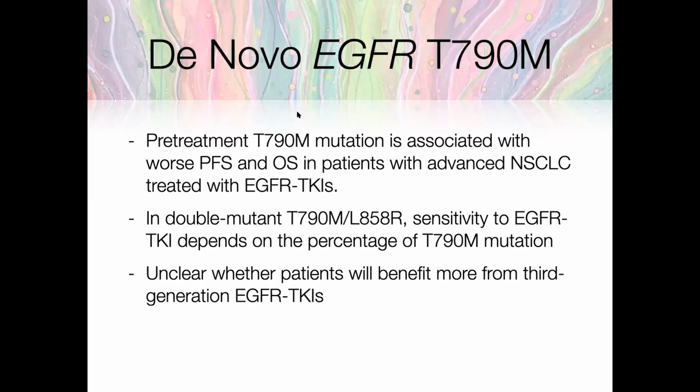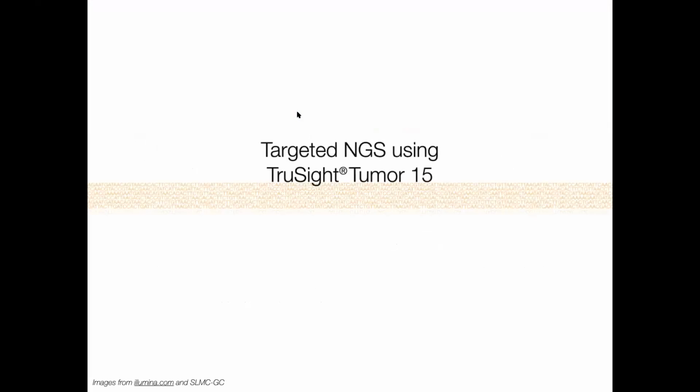We then performed next-generation sequencing using TruSight Tumor 15 panel from Illumina. Our objectives were to confirm the presence of dual mutations using a different molecular platform, to determine the variant allele frequency, and to investigate whether this de novo T790M mutation is a germline variant.